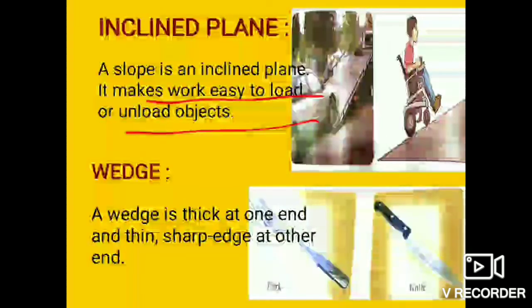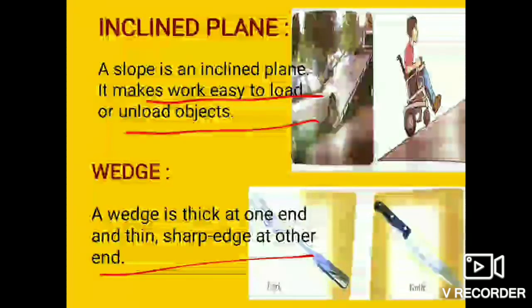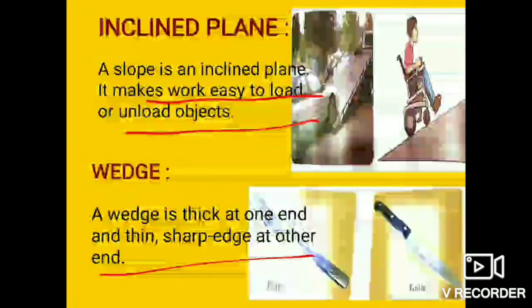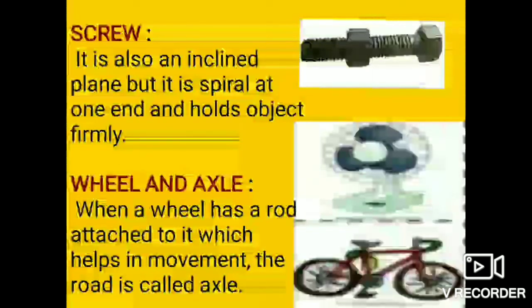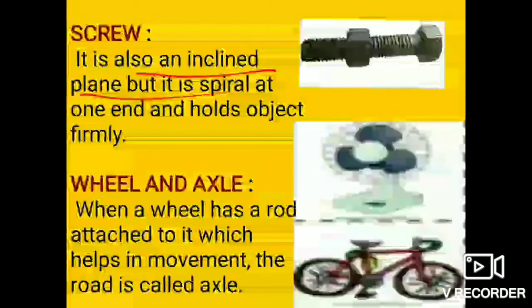Now wedge. A wedge is thick at one end, with a thin and sharp edge at the other end. Wedges are often used to cut or split objects. Examples of wedges include the head of an axe, the cutting edge of a knife and a fork. Now the next simple machine is the screw. It is also an inclined plane, but it is a spiral at one end and holds the object firmly. For example, the screw cap of a bottle, and a screw jack, which is used for lifting a vehicle.